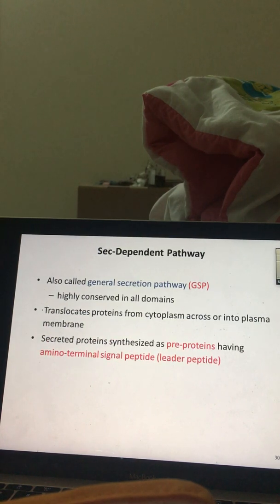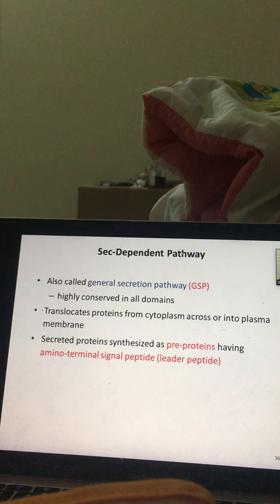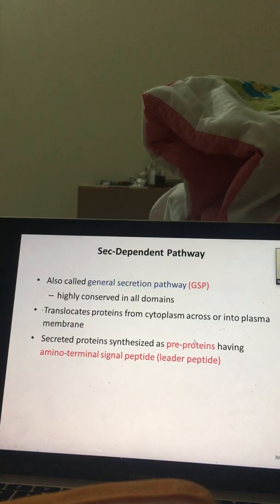Now, the condition for proteins that are to be transported by this mechanism is that they are always synthesized as pre-proteins. We call them pre-proteins because this is not the folded stage yet, okay? So these are the conditions to be transported across the SEC-dependent pathway. The proteins have to be made in a pre-protein form, and they have a leader peptide ahead of them at the amino terminal. So at the amino terminal, there is a signal peptide, which we also call the leader peptide.